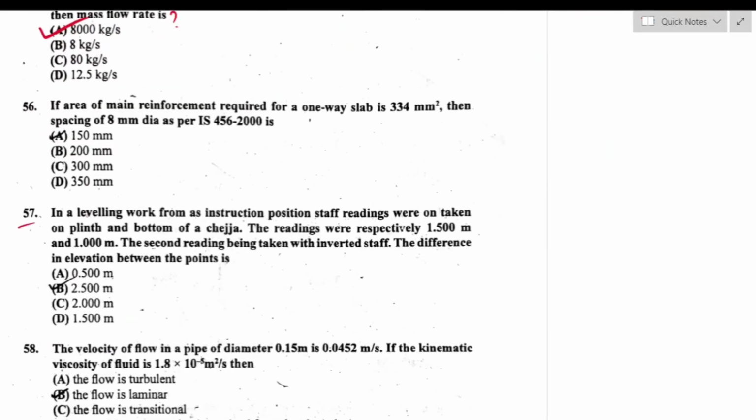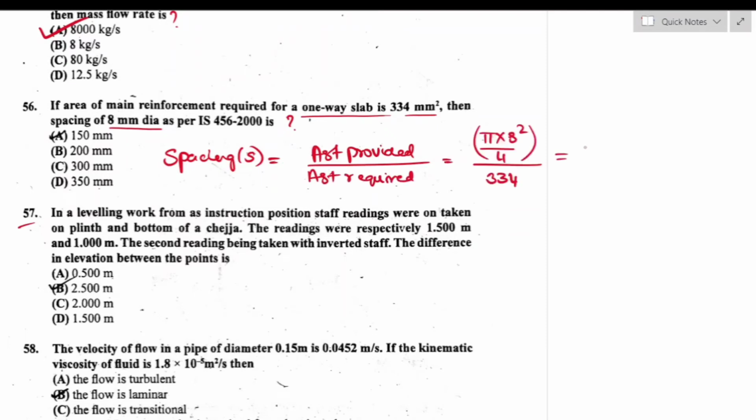Question number 56. If the area of the main reinforcement required for one-way slab is 334 mm square, then the spacing of 8 mm dia as per IS 456-2000 is. Spacing is calculated by the following formula. So it is the ratio of Ast provided by Ast required, which is equal to 0.150 meter. So the right answer is option A, 150 mm.